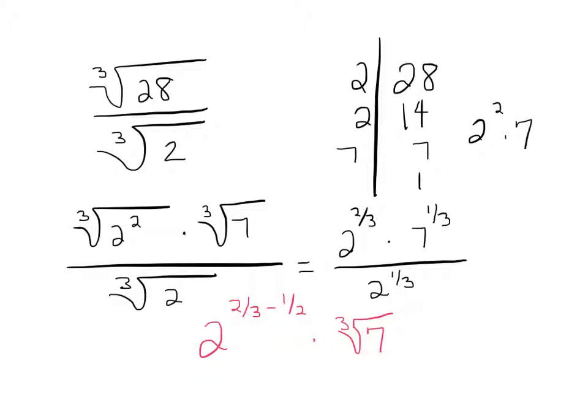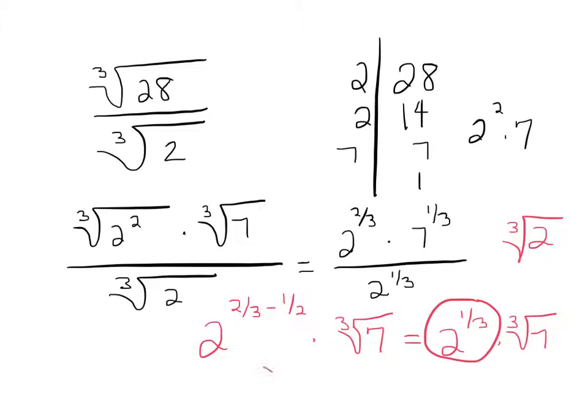And so this becomes 2 to the 1/3 times the cube root of 7, and that goes back inside because that's the cube root of 2. So you end up with the cube root of 14. And that's because you multiplied that 2 with the 7. And so that's your answer.